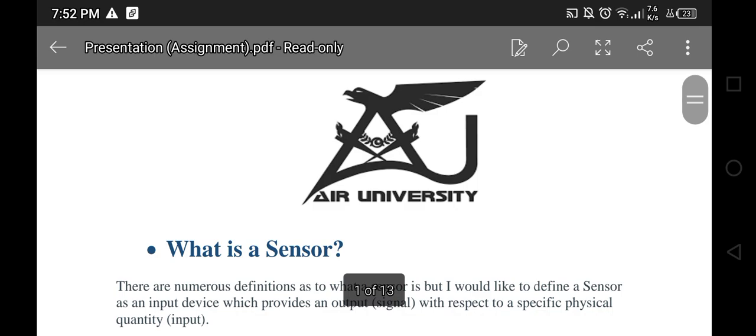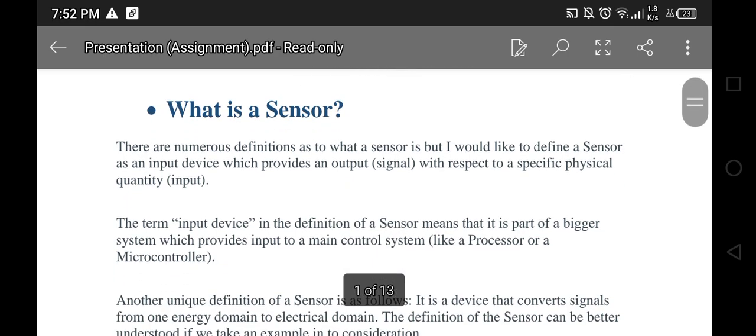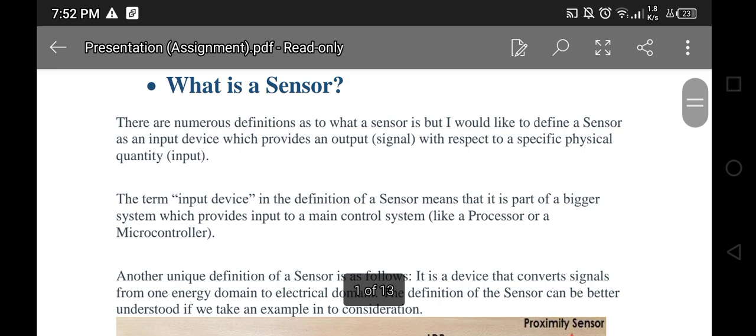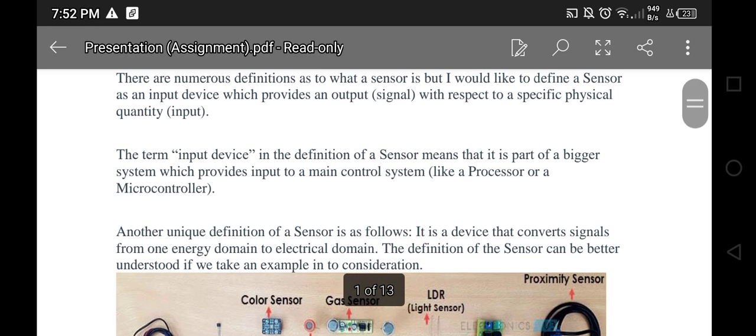We've been assigned an assignment to discuss what a sensor is. Moving on, there are numerous definitions of what a sensor is. But if we particularly needed to define a sensor, it would be an input device which provides an output signal with respect to a specific physical quantity.